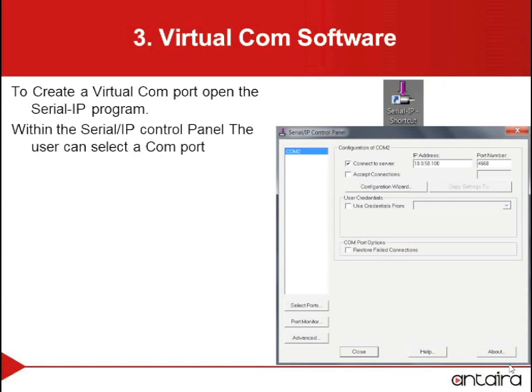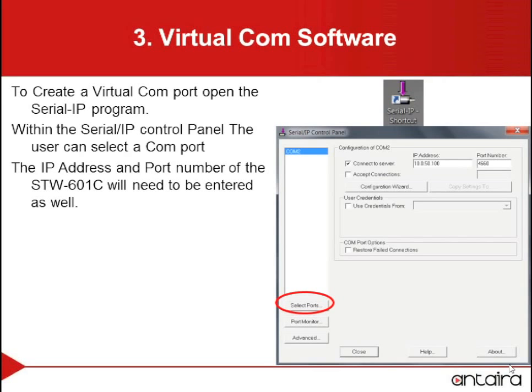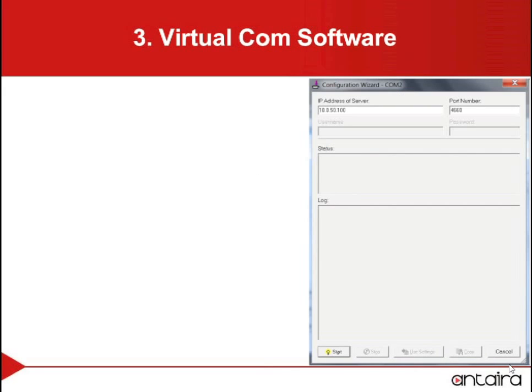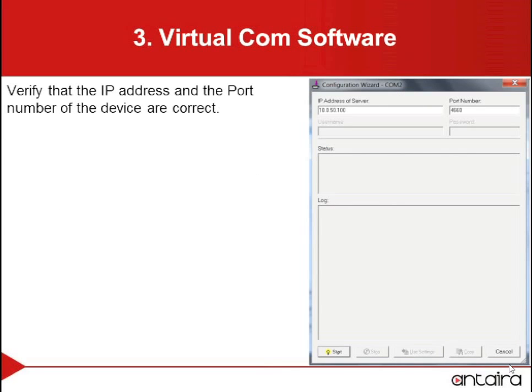Within the Serial IP control panel, we can select a COM port to use. I chose COM2. The IP address and the port number of the device will need to be entered. By pressing the configuration wizard, a virtual COM port link can be created. We will need to verify the IP address and the port number are correct for the device. We will then press the Start button.